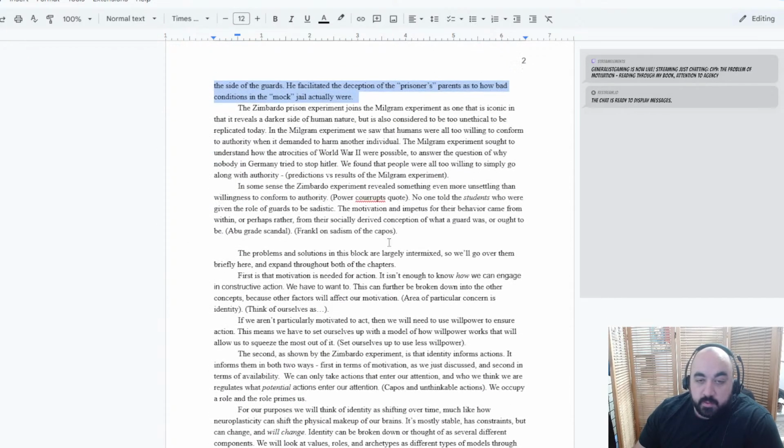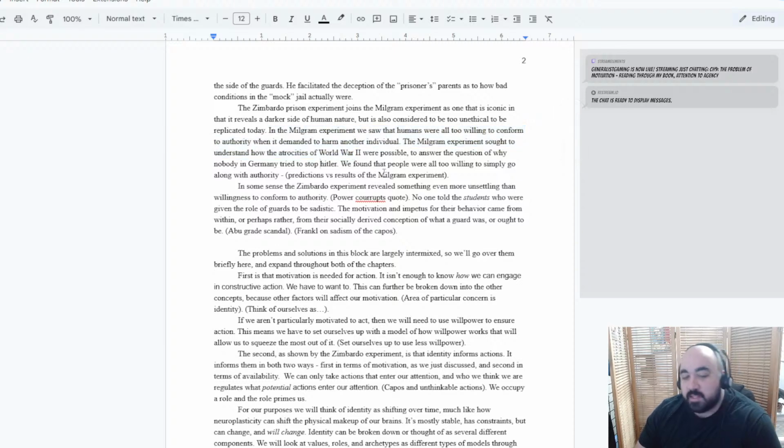The Zimbardo prison experiment joins the Milgram experiment as one that is iconic in that it reveals the darker side of human nature, but is also considered too unethical to be replicated today. These are the two most cited experiments in all of American psychology. In the Milgram experiment, we saw that humans were all too willing to conform to authority when it demanded to harm another individual. The Milgram experiment sought to understand how the atrocities of World War II were possible, to answer the question of why no one in Germany tried to stop Hitler.